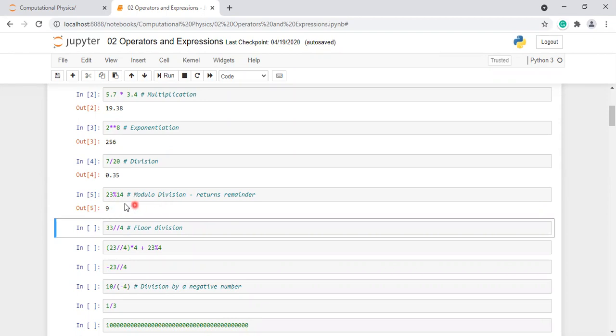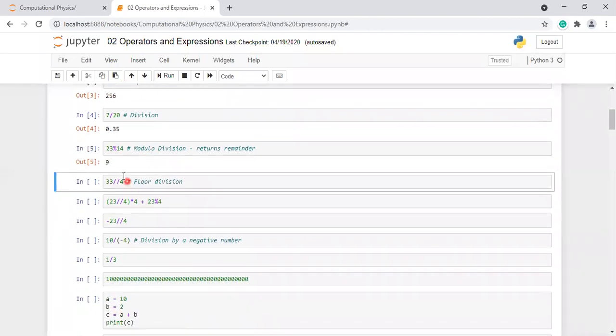So the modulo division operator, this percentage operator, gives us the remainder when the left-hand side is divided by the right-hand side. When the number on the left is divided by the number on the right, the remainder is given by the modulo division operator.